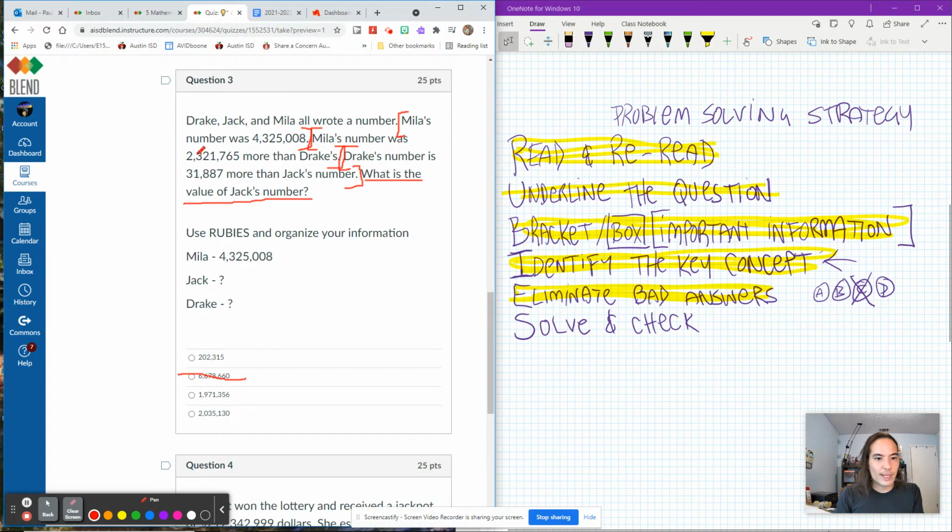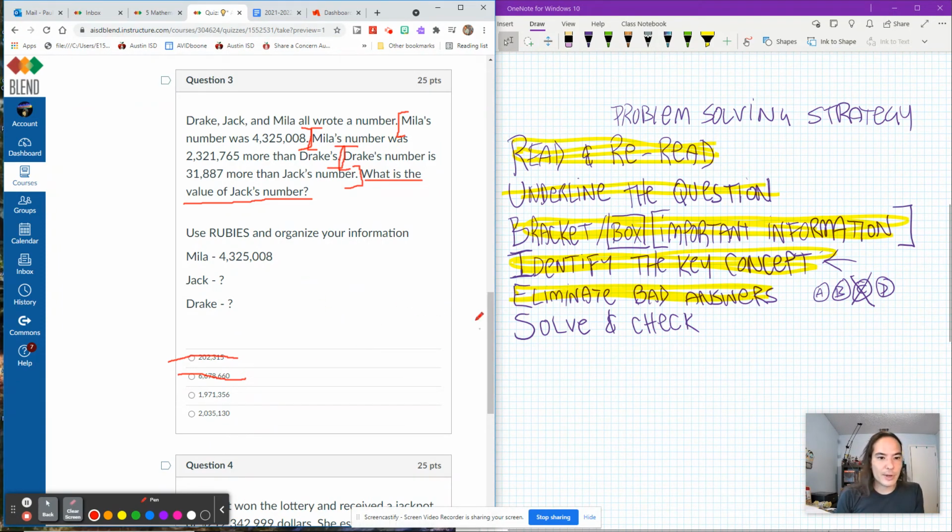Well, 4 million minus 2 million. If we're using estimation for reasonability, 4 million minus 2 million is 2 million. And then 2 million minus 31,000, that's still over 1 million. So I think one of these answers is way too small. Yeah, if you said 202,315 is way too small, I agree with you. Because if we took 4 million and subtracted 2 million, that would give us about 2 million. And if you take 31,000 away from 2 million, there's no way it's as small as 202,000. All right, so now we have two answers to choose from.